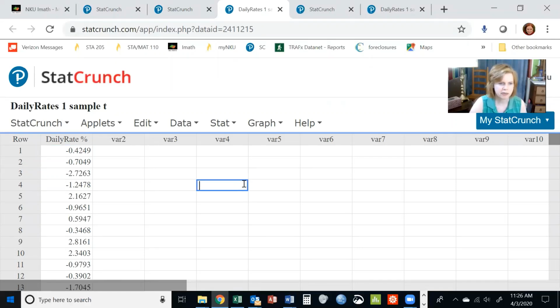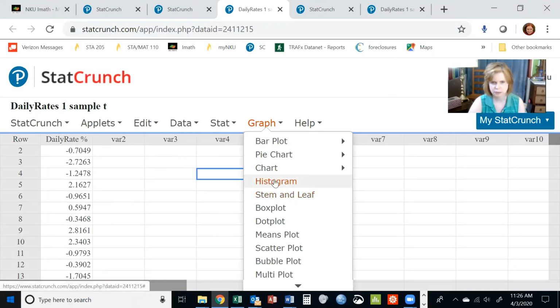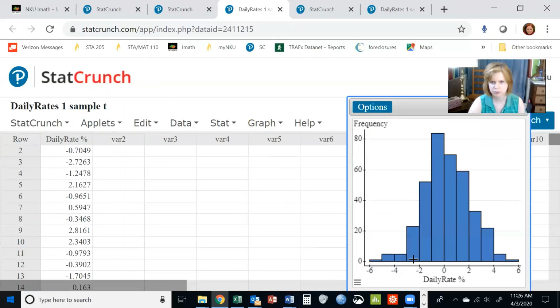So here's our daily rates. All right. Let me see. I have data now. I have a column of quantities. It's quantitative data. I can look at a graph of that. I can get summary statistics. I need to get a graph to check conditions anyway. So let's take a look at what this looks like. Compute. There's my histogram.